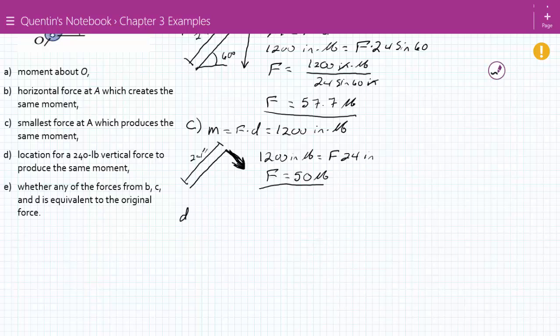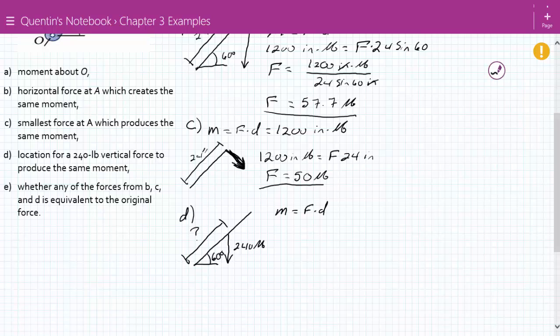Okay, part D, the location for a 240-pound vertical force to produce the same moment. So what it's saying is we have still this same thing here. We're going to put a vertical force of 240 pounds. We don't know how far we're going to put it. This is still at 60 degrees though, and we want the same moment. So again, moment is force times distance. So the 1200 inch pounds is the force, which is 240 pounds, times the distance.